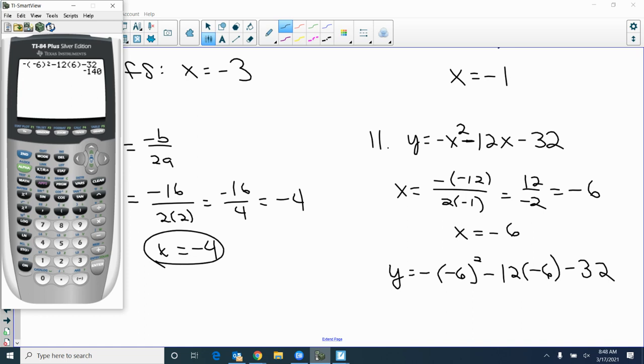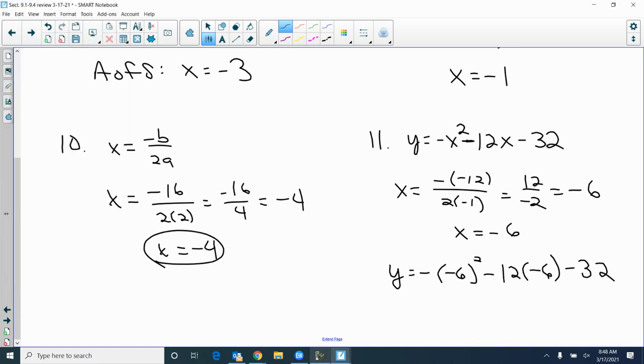Well, I had to do something wrong. I didn't put a negative 6 in there. So minus negative 6 squared minus 12 times negative 6 minus 32. 4. So now how do I write my answer? How do I write my answer?